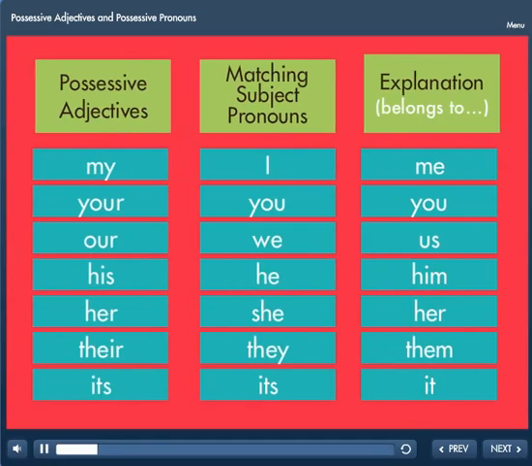Possessive adjectives can take the place of an apostrophe s while indicating possession. They may look and function like pronouns, but they are not. They are adjectives. The table below shows us when we would use each possessive adjective.